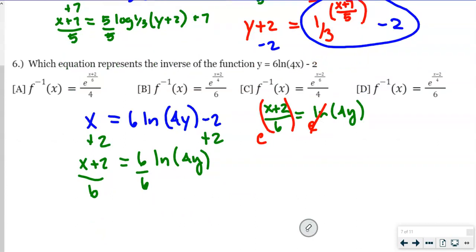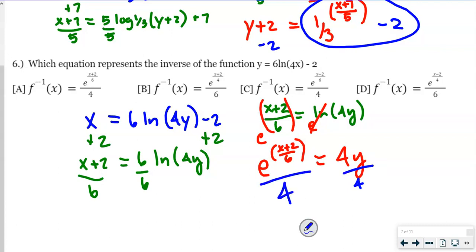That's all. Okay, so now we're going to take it down one more step. So we now have e to the x plus 2 divided by 6, and this is equal to 4y. So our last step would be to divide both sides by 4, wouldn't it? So yes, that's what we're going to do, divide both sides by 4. So let's see if we can find this answer up there. So this would be e to the x plus 2 divided by 6 equals 4. So yep, there's our answer right there.